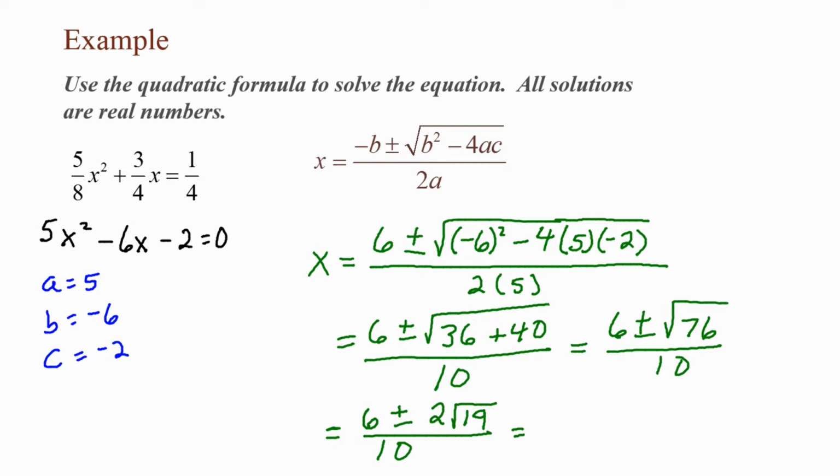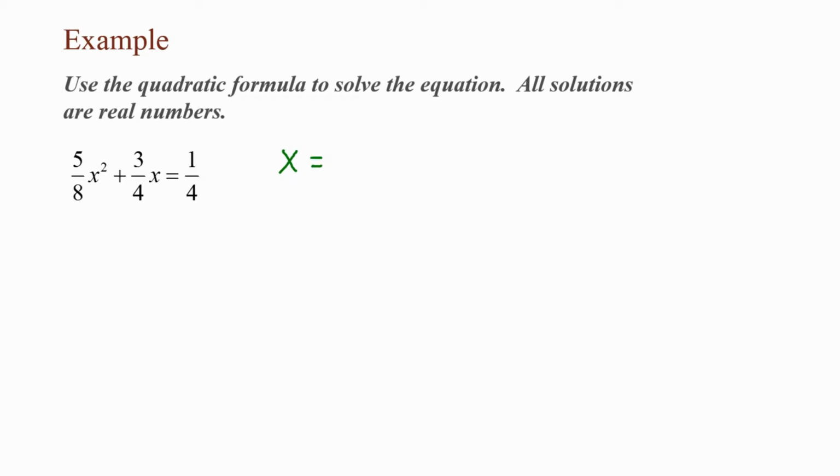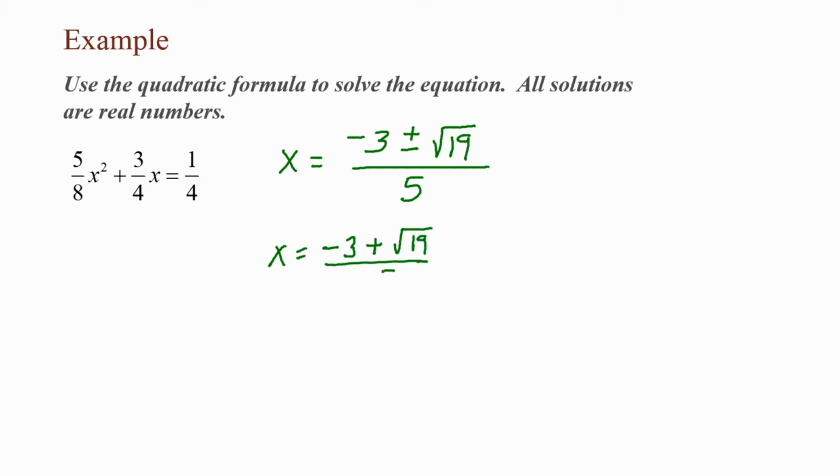So that is going to reduce because 6, 2, and 10 are all even. 6 divided by 2 is 3, plus or minus 2 divided by 2 is 1, square root of 19, and 10 divided by 2 is 5. So my final answer is x equals -3 plus or minus the square root of 19 all over 5. I can also write my x value as -3 plus the square root of 19 over 5, or -3 minus the square root of 19 all over 5.